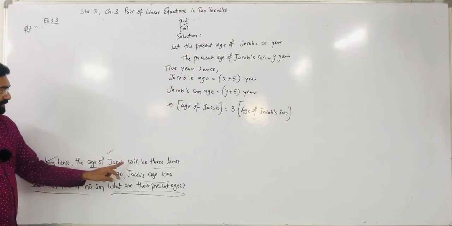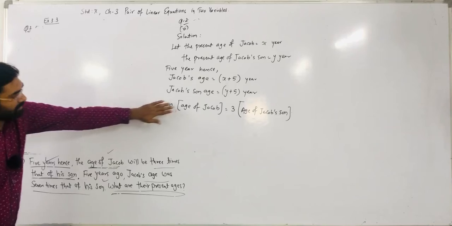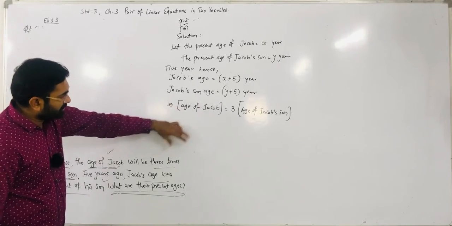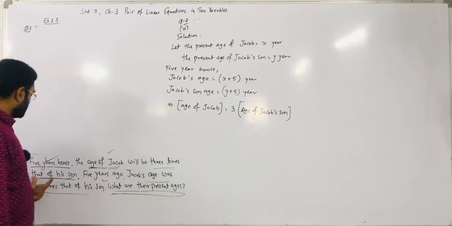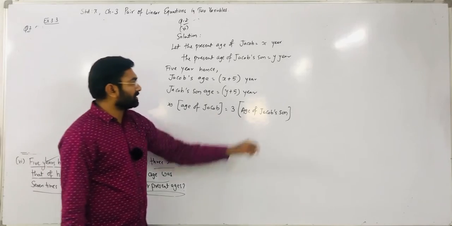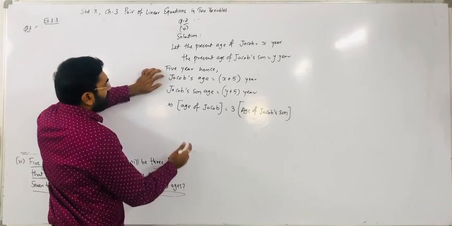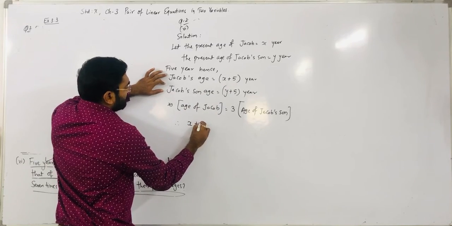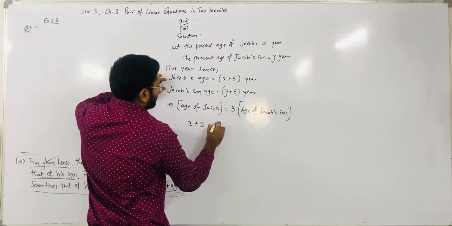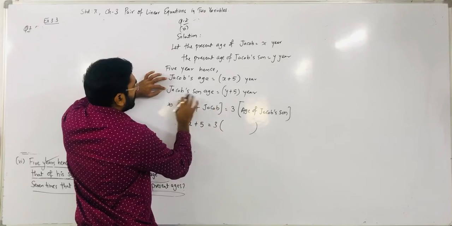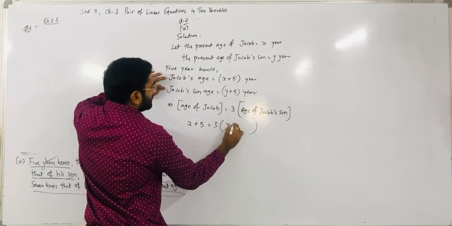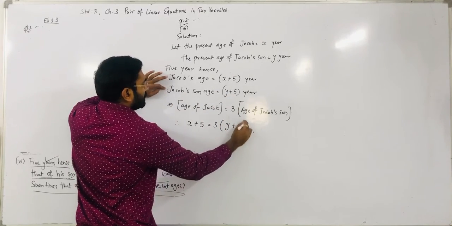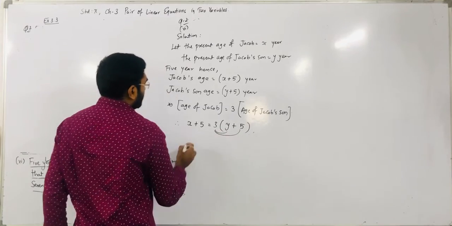Right? Five years hence, the age of Jacob will be 3 times that of his son, the age of Jacob's son. So the five years hence related data we mention here. Age of Jacob is what? x plus 5 is equal to 3 times the age of Jacob's son, which is what? y plus 5. Right? Now that 3 we multiply inside.